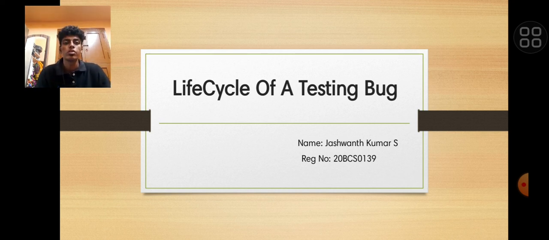I chose the topic for the role play: the life cycle of a bug in SDLC. We can briefly see the types of bugs in SDLC. There are many bugs, and we can see them one by one. First, let's see the definition of a bug in SDLC.